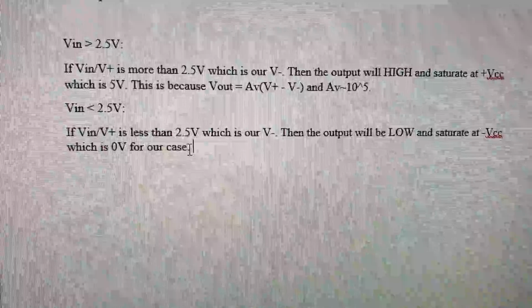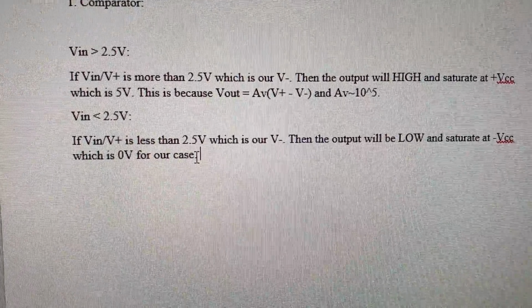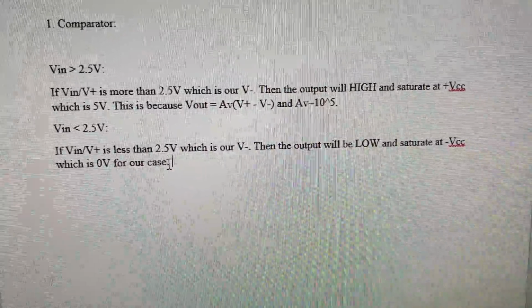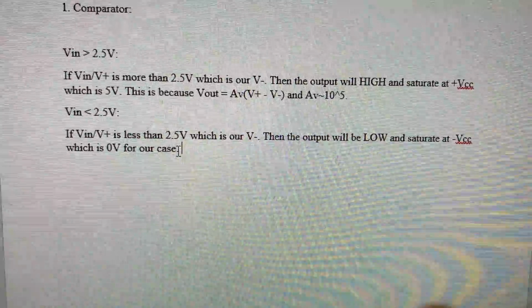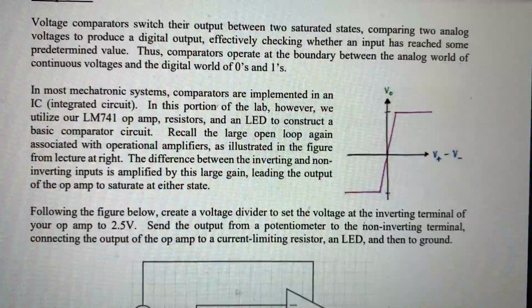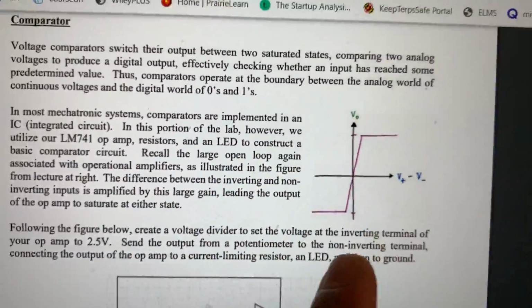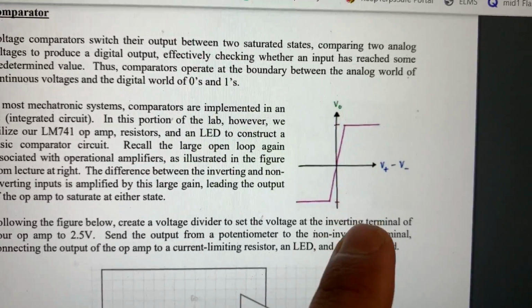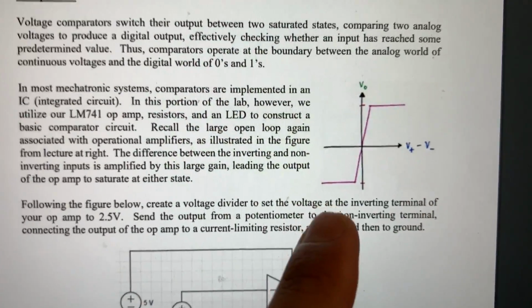On the other side, if we look at the case where our V in is less than 2.5 volts, so our V plus is less than V minus, then the output will be low and it will saturate at negative VCC, which is 0 volts for our case. Those two cases completely represent this graph right here. It will show whether it's saturating on this side, the high side, or saturating on the low side.